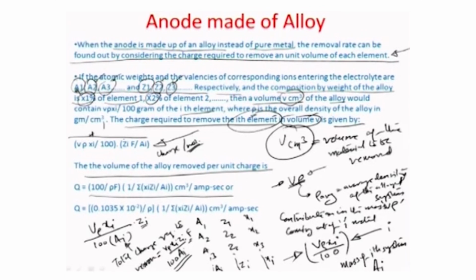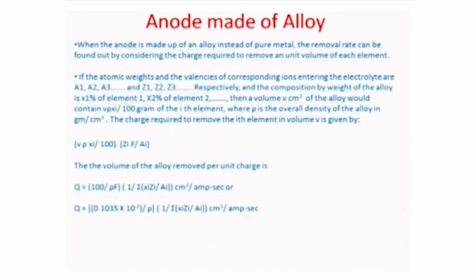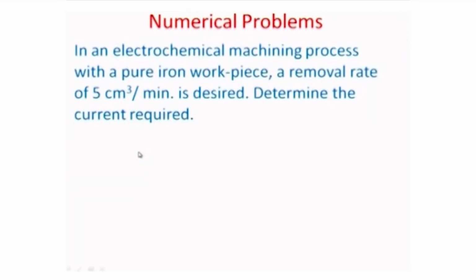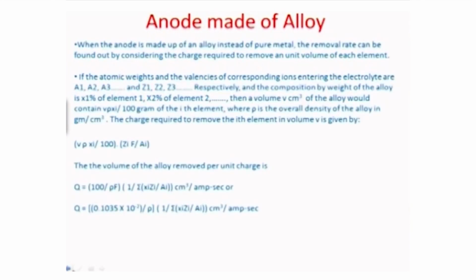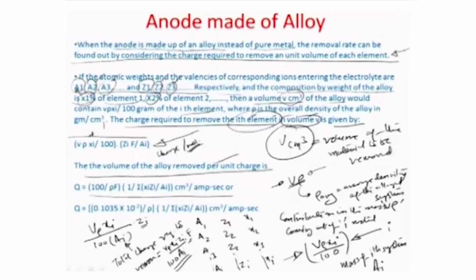So, the volume of the alloy removed per unit charge is simply given by the inverse of whatever is mentioned here, okay. And that can be represented as 1 by V rho xi divided by 100 times Zi F by Ai. So, therefore, the volume of the alloy removed per unit charge is basically the reciprocal of this particular term, as you can see here.